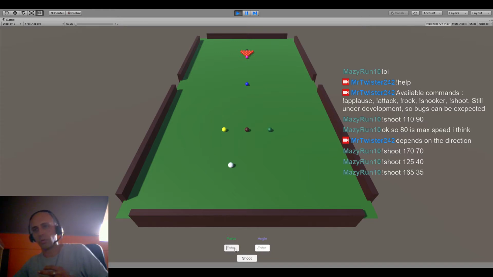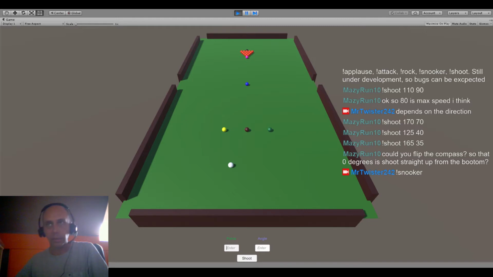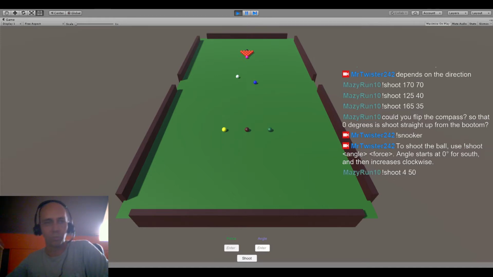Normally I should be able to use this as well, so for your angle, 0 is straight up, and then you continue clockwise until you get to 360 degrees and you get back at the bottom. I think the command says so. So 0 for south, you shoot north, you shoot from the south. I maybe should clarify that a bit in the text.